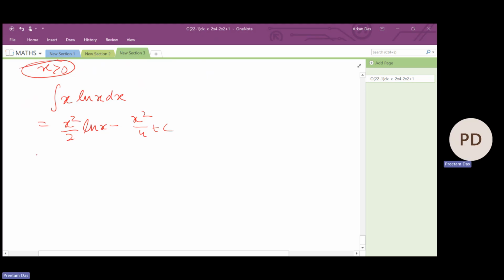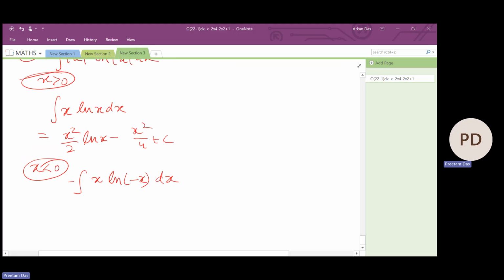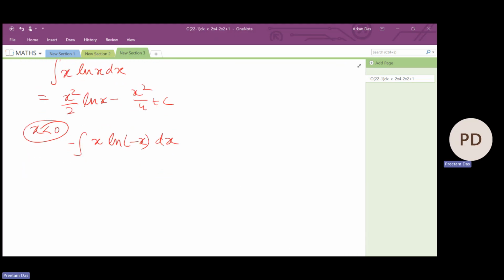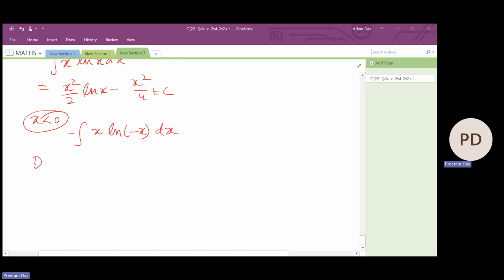In the next case, consider x to be negative. So this becomes minus x ln minus x dx. Don't worry about the minus inside the log because x is negative, so minus x makes it positive. Just consider this as minus x and solve. You will get a similar kind of expression in both of these cases. So the option which matches with that is the D option.